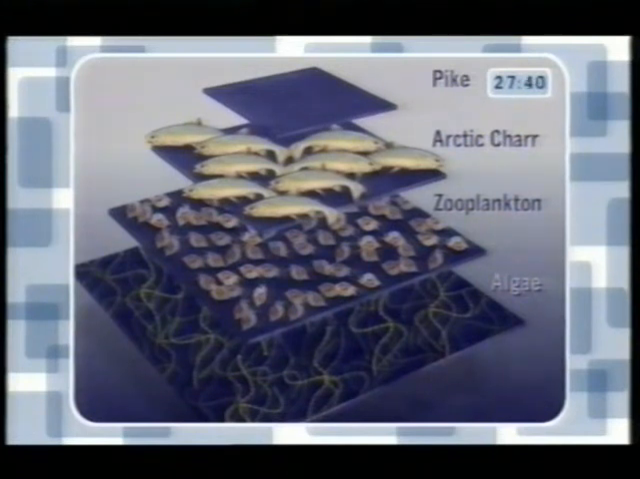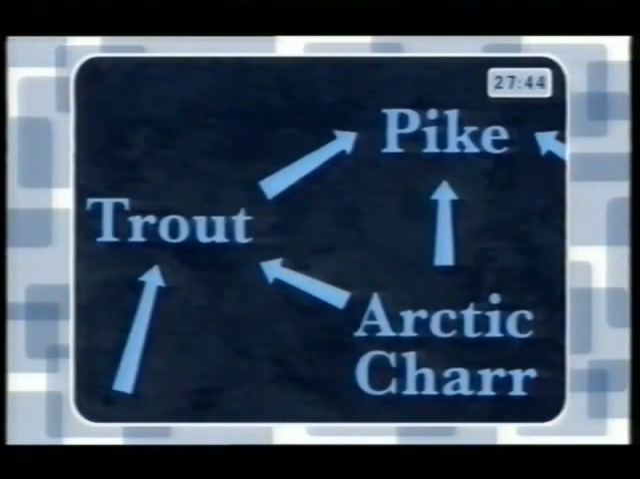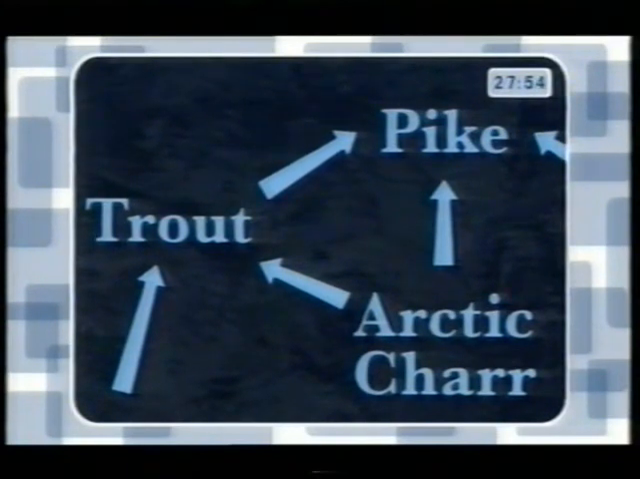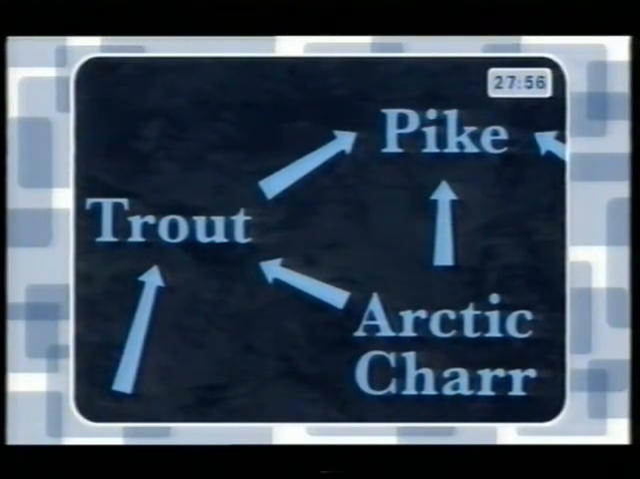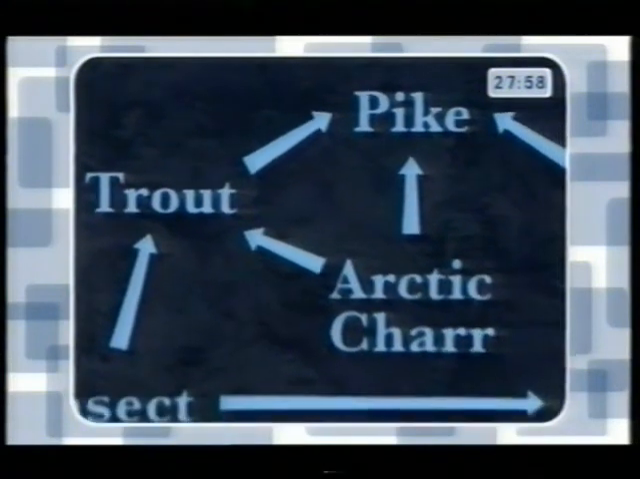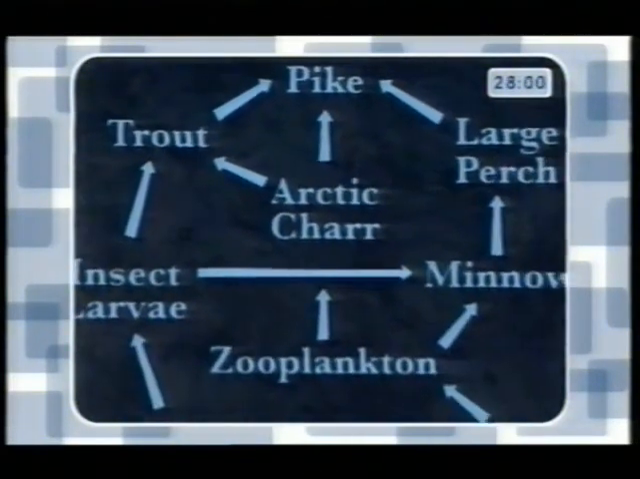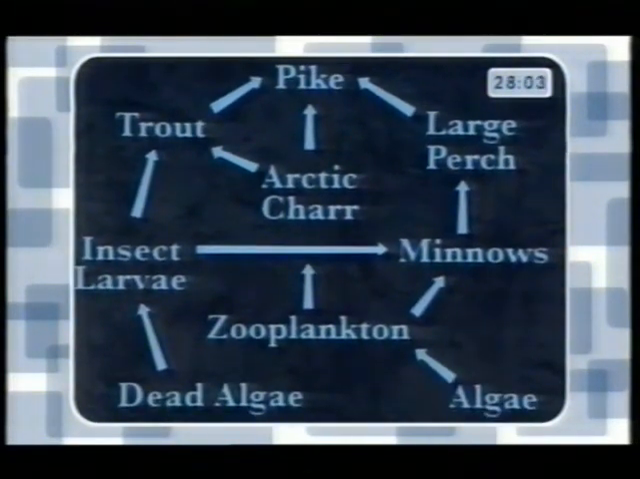But life isn't that simple. There are other food chains in this marine habitat. Trout also live in the lake. They eat Arctic char, but get eaten by pike. No pike would mean more trout, which might mean less Arctic char. The balance of life is very complicated. A food web shows how the food chains are connected. It's a more realistic picture of the feeding patterns.